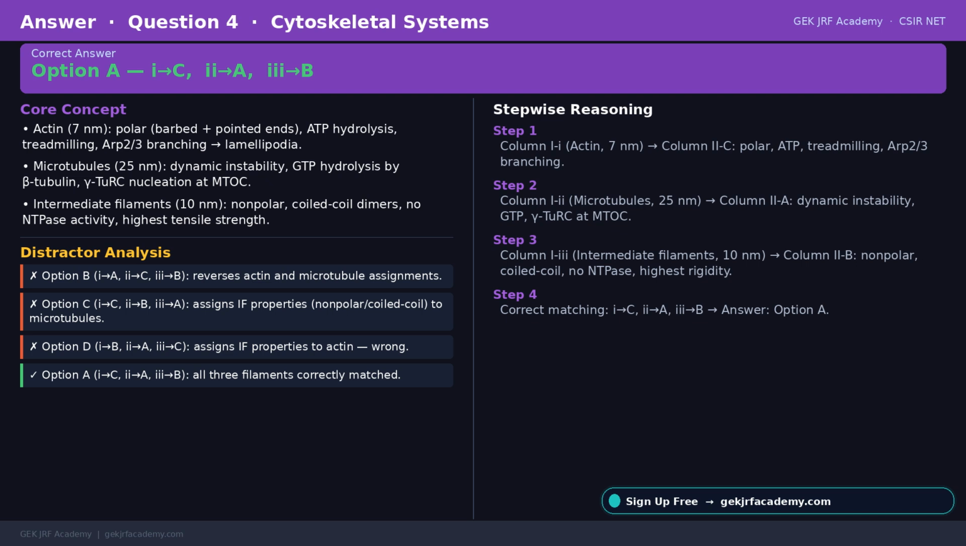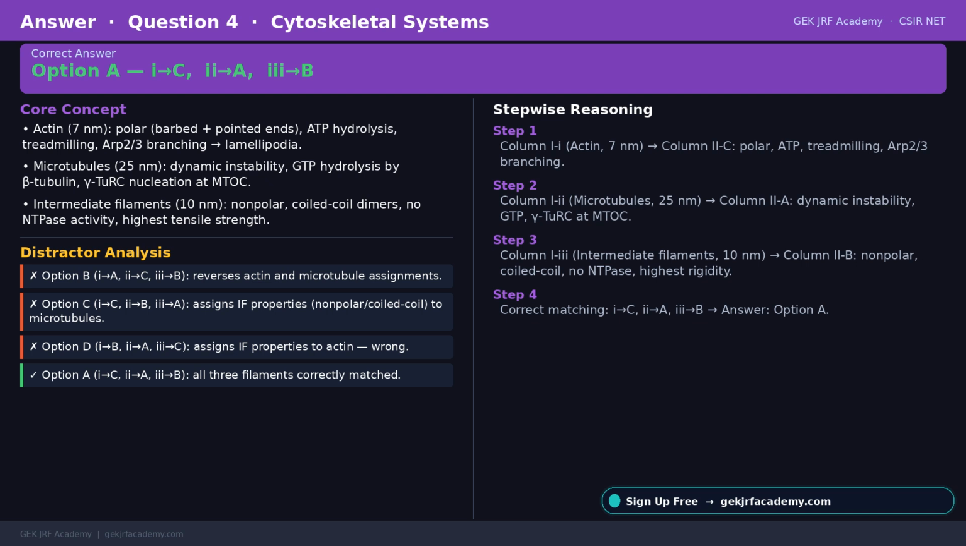The ARP 2/3 complex, activated by WASP or WAVE family proteins, nucleates branched actin networks at 70 degrees, building the lamellipodial meshwork that drives cell migration. Microtubules are built from alpha-beta tubulin heterodimers. Beta-tubulin binds GTP, which is hydrolyzed after incorporation.